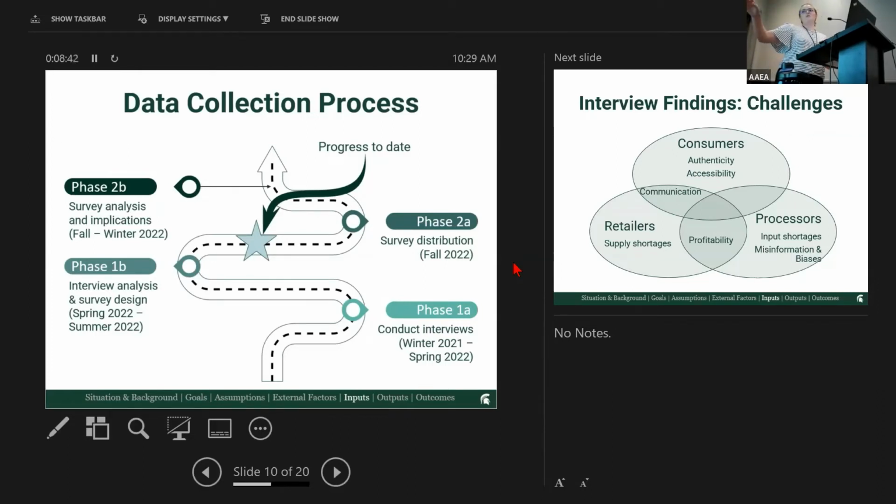Second, we have phase 1B, so that's the interview analysis, so reading through the transcripts, coding, coming up with major themes and ideas, and then using that information to design the surveys that are going to be going out in the fall. So that was spring 2022 through, actually right about now, I'm finishing that up. Survey distribution, once that's all passed by my committee, will happen hopefully in September, October of this year. And once all that data is collected, survey analysis and implications is going to happen later this fall, winter, and potentially into the spring. As you can see from the little star, my progress to date is I'm right in between phase 1B and phase 2A.